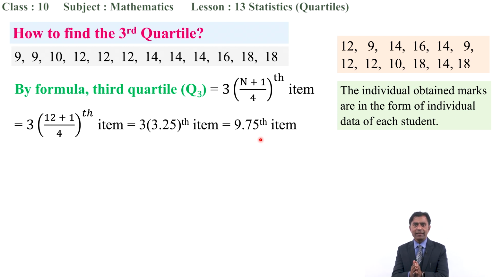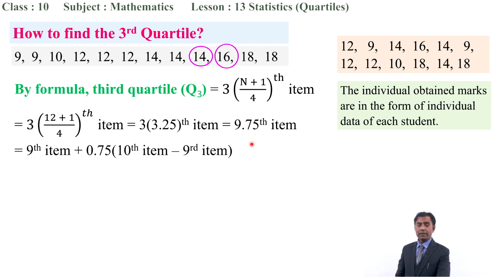So it is not the 9th item, it is not the 10th item; the 9.75th item lies between the 9th item and the 10th item. It is very near the 10th item but not the 10th item, because 9.75 is nearer to 10 than 9. So what is the value of the 9.75th item? Let's find out: the 9th item plus 0.75 times (10th item minus 9th item).